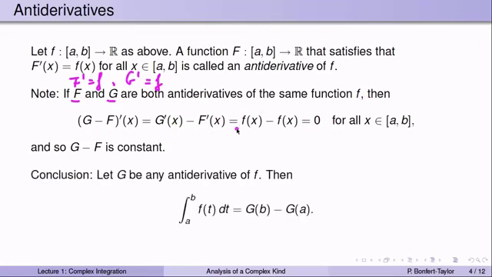The conclusion is that we can use any antiderivative to evaluate an integral, and you've probably seen this. Suppose little f is the function you want to integrate from a to b, and you found an antiderivative uppercase G, and the integral from a to b, f of t dt, is the antiderivative evaluated at the upper bound b, minus the antiderivative evaluated at the lower bound a.